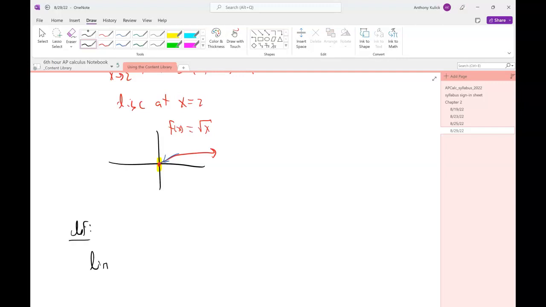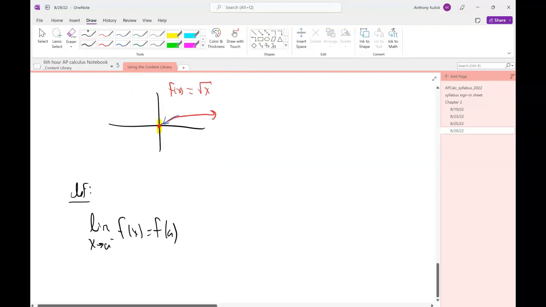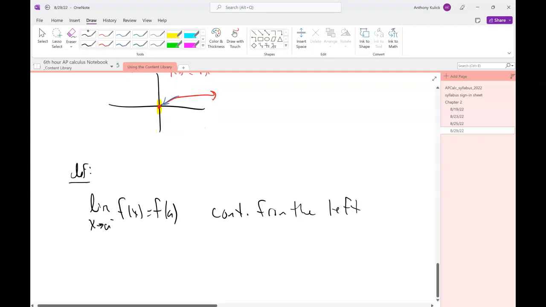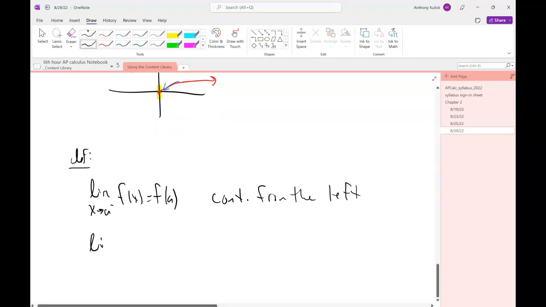So if the limit as x approaches a from the left of f of x is equal to f of a, we'd say this is continuous from the left. And likewise, if the limit as x approaches a from the right of f of x is equal to f of a, we'd say this is continuous from the right.